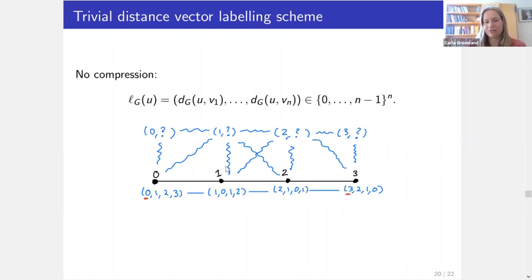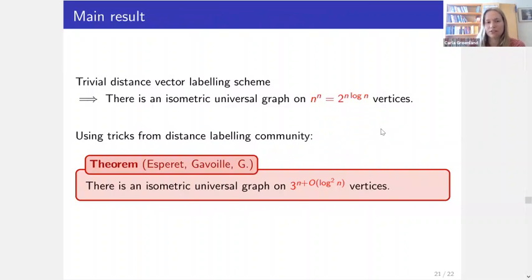So maybe this gives you a little bit of an idea how these distance vector labeling schemes will give us isometric universal graphs. And note that how large are my labels now? Well, they're of size n to the n. So what we find is we can get an isometric universal graph on n to the n vertices, which is just a set of labels. So now we have 2 to the n log n, which is not exactly what we wanted.